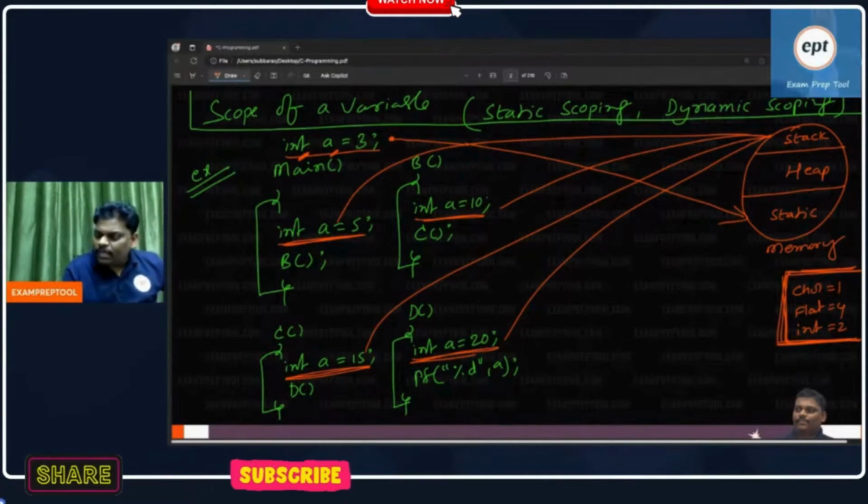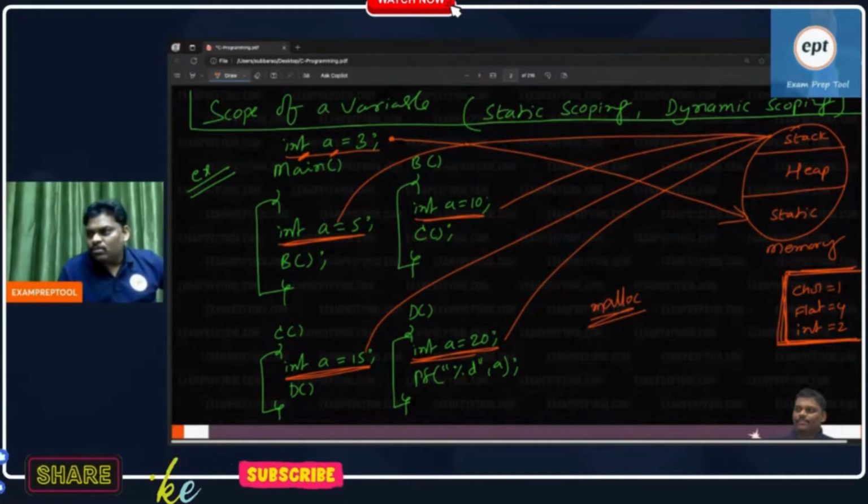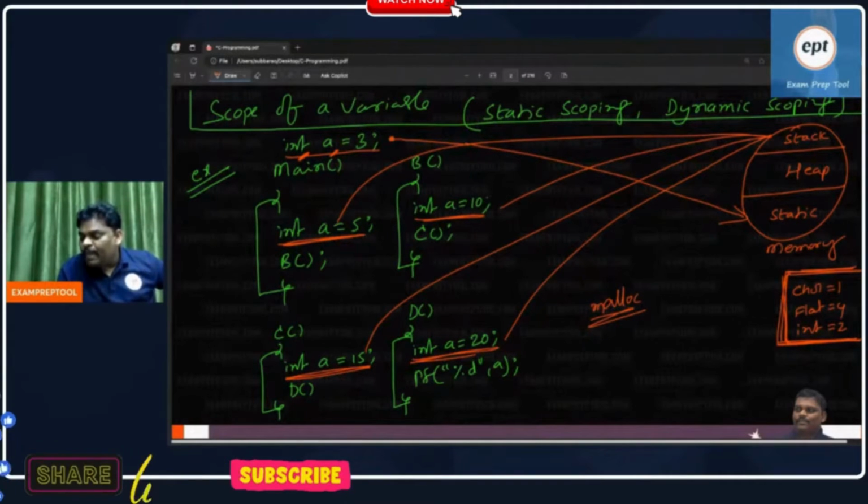Suppose I created one variable using malloc to allocate memory. You will see this further in later classes. If you create any variable using the malloc function, allocating memory dynamically, then memory will be allocated in the heap area.